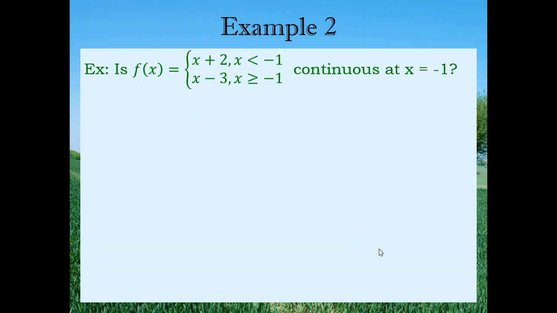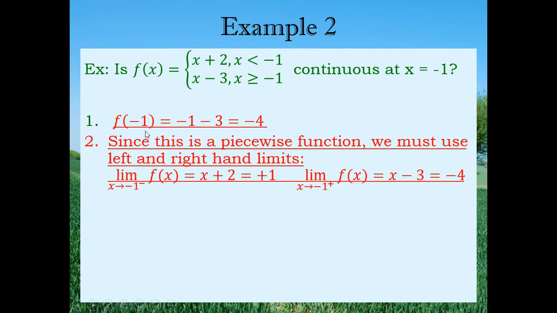Let's look at an example. Is f of x equals, now the piecewise function, x plus 2 if x is less than -1, x minus 3 if x is greater than or equal to -1, continuous at x equals -1? Well, f of -1 would fall into the second function here. So -1 minus 3 is equal to -4. So the point exists there.